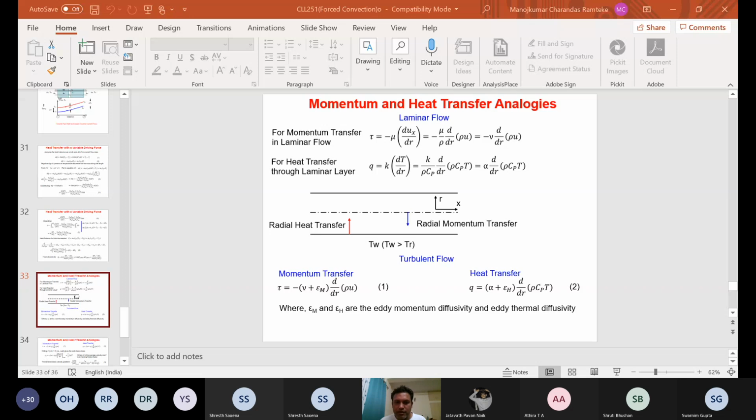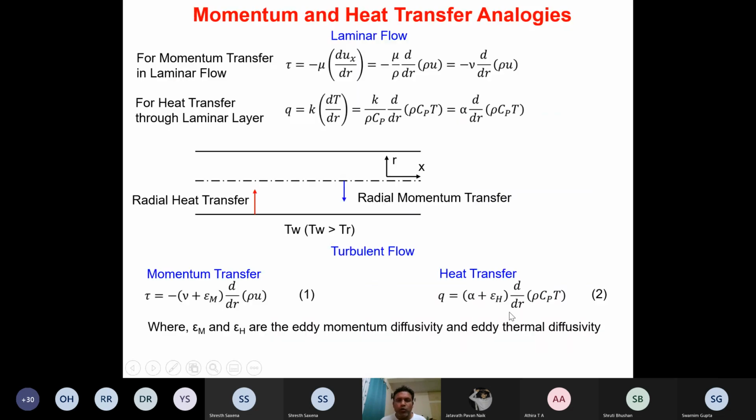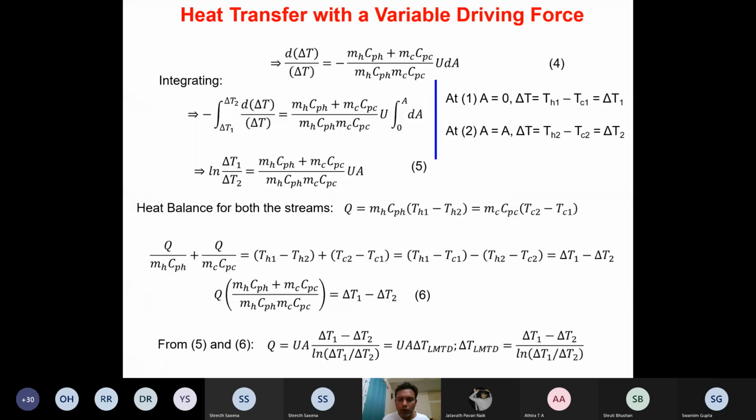Let me just. So can you see the screen on this forced convection? Hello. Yes, sir. Okay.